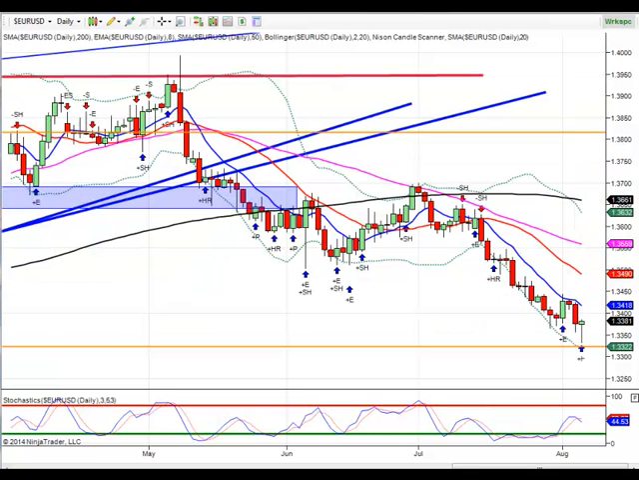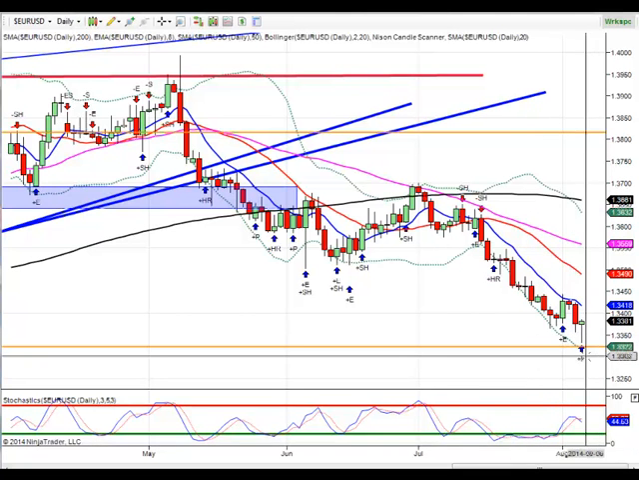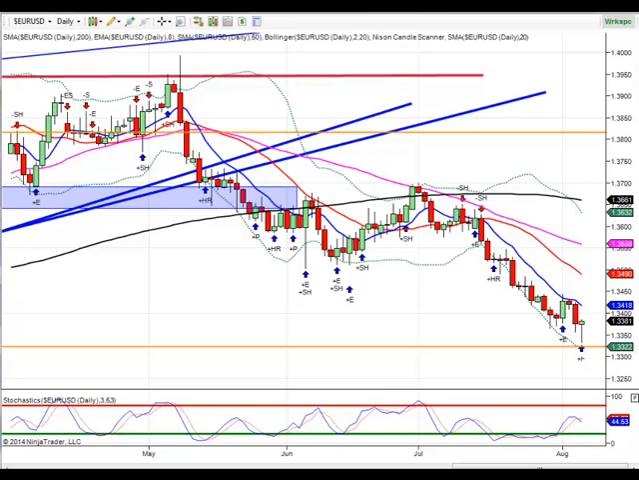Hammer formation on the Euro US at a pivot or support area, 133 and a quarter. Let's see if they can hold that. Look at the drops in prices, lower lows, but the stochastic's not. So they're looking for a continuation of this hammer on the upside.